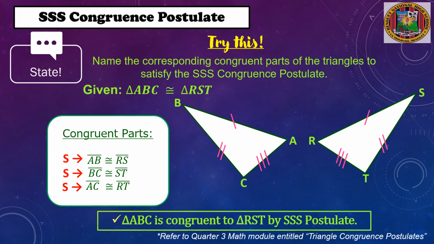As alternate answers, you may follow a different order from the answer given here, but as long as you show that all sides of both triangles are corresponding and congruent to each other, you have satisfied the SSS postulate.